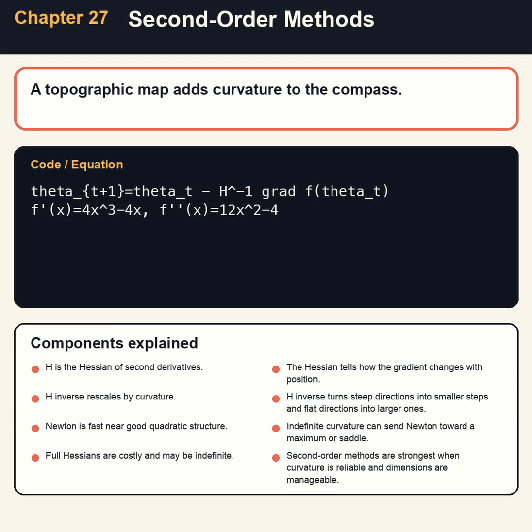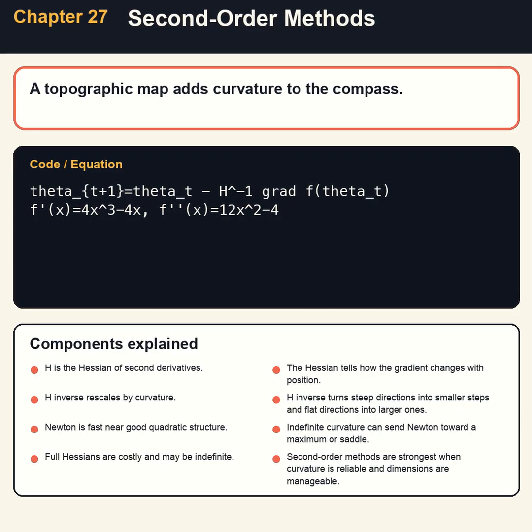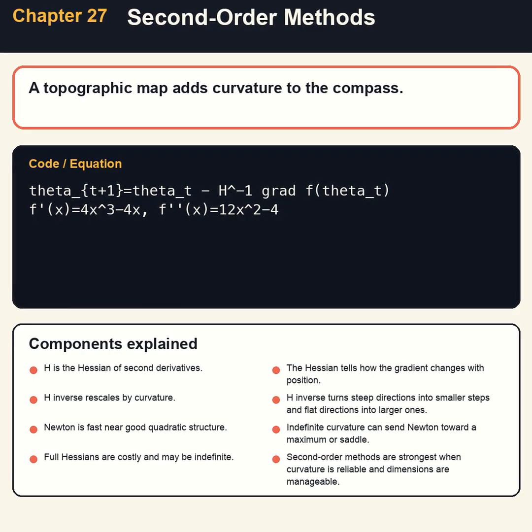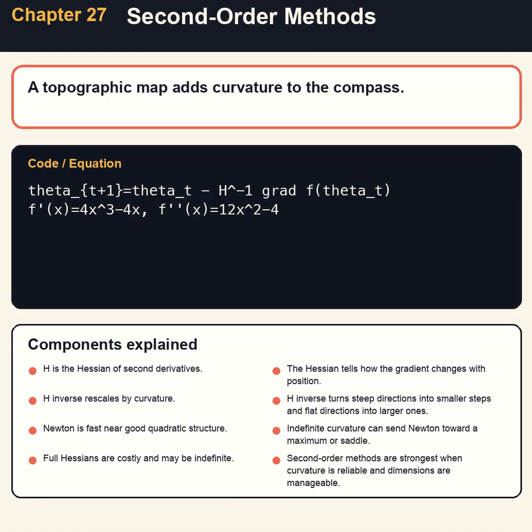Newton's method came from approximating a function by a quadratic and jumping to that quadratic's minimum. It can feel like teleportation near the answer, but the cost of full curvature keeps it from ruling deep learning.